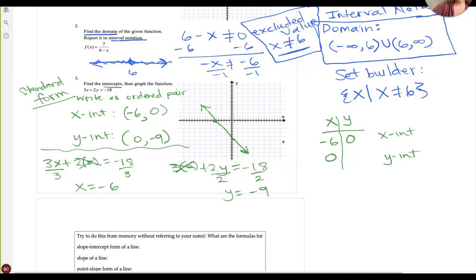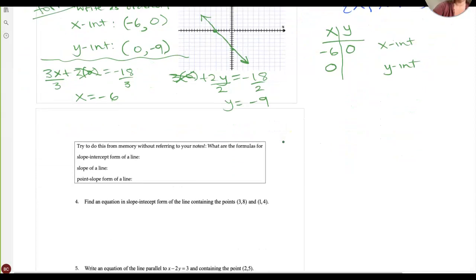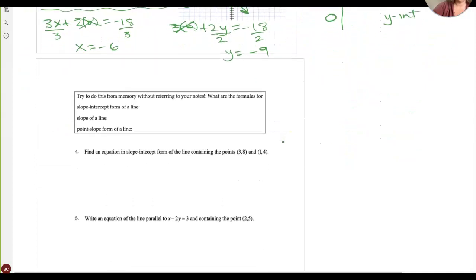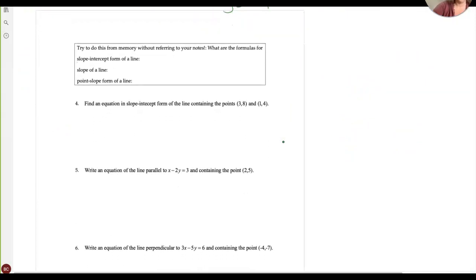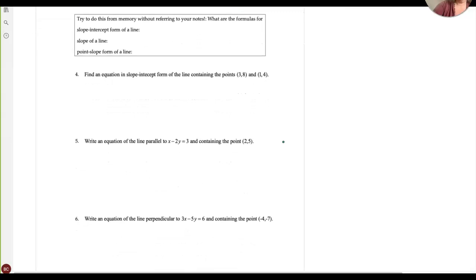Okay. Please speak up. Remember, if you have a question, somebody else in the class also has that same question. I am sure of it. So, okay. So we've talked a little bit about some of these already, but let's define these.